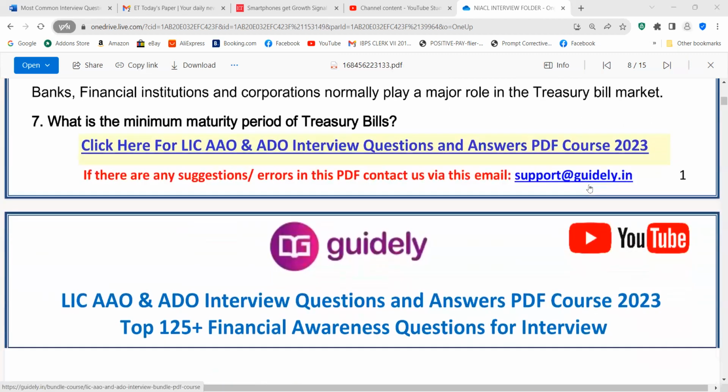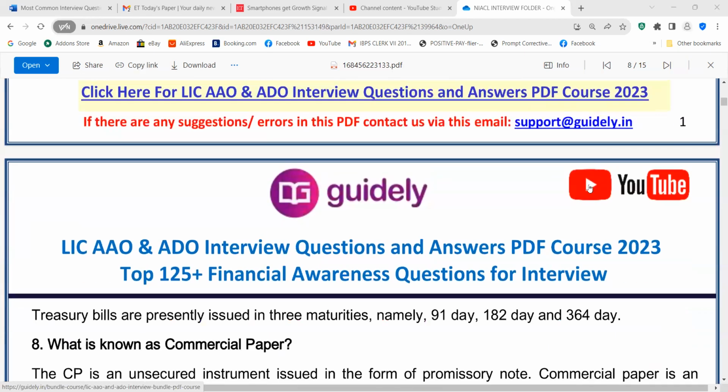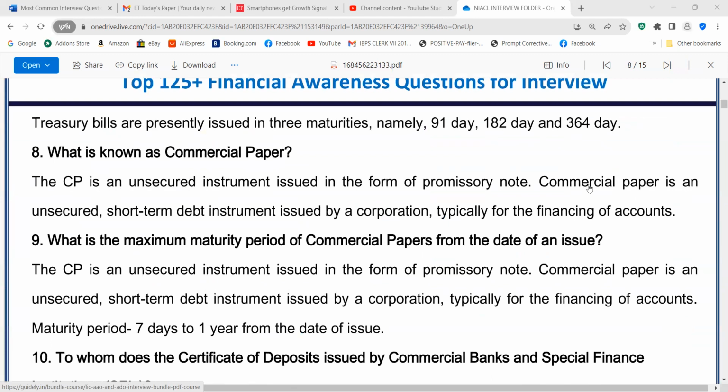What is the minimum maturity period of treasury bills? Treasury bills are presently issued in 3 maturities, namely 91 day, 182 day, and 364 day. What is known as commercial paper?